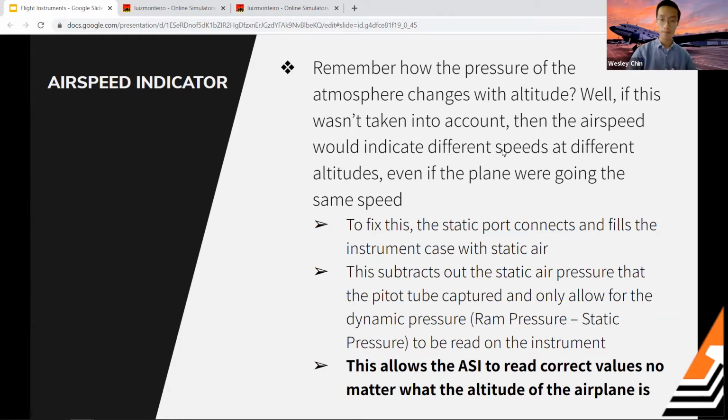To fix this problem, we've got the static port that's going to connect and fill the instrument case with static air. So this subtracts out the static air pressure from the ram pressure from the pitot tube, and we've got something called dynamic pressure. Dynamic pressure is ram air pressure minus static pressure, and that's directly converted into airspeed. So in other words, how does the airspeed indicator work? We're just subtracting ram air pressure minus static pressure, and that gets you dynamic pressure for airspeed.